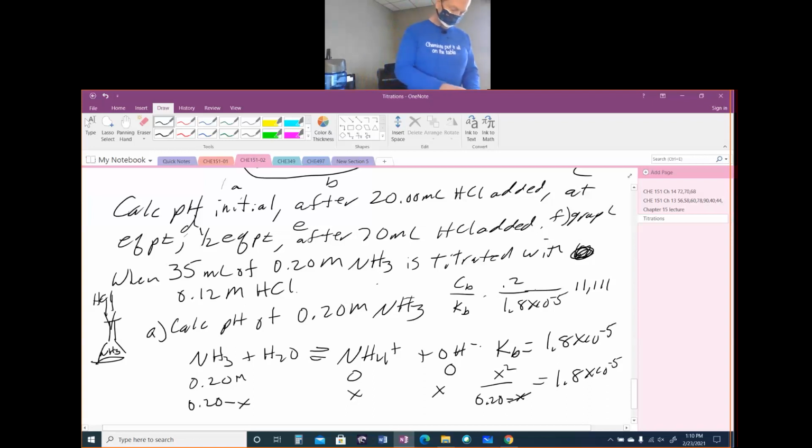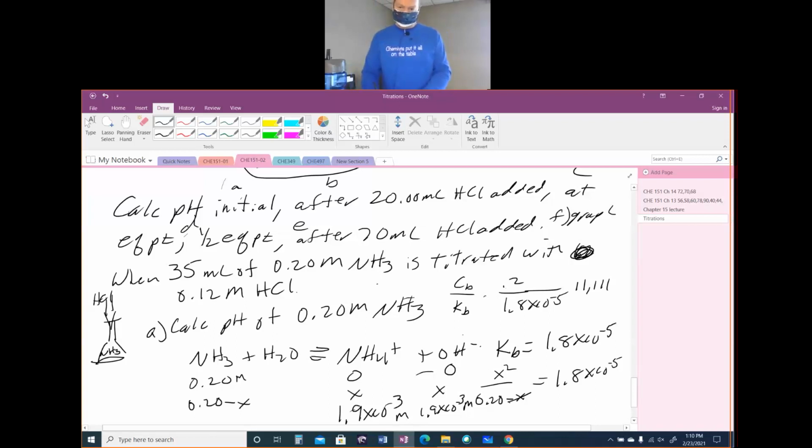And so we get 1.8 times 10 to the minus 5 times 0.2, and then we take the square root of that, and we get 1.9 times 10 to the minus 3. So your x value is 1.9 times 10 to the minus 3.